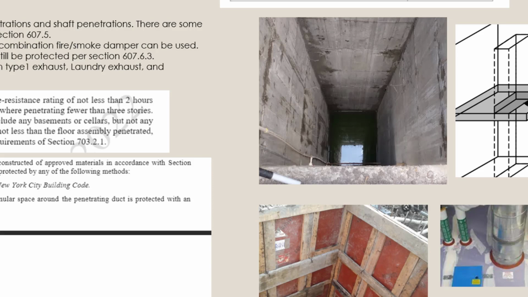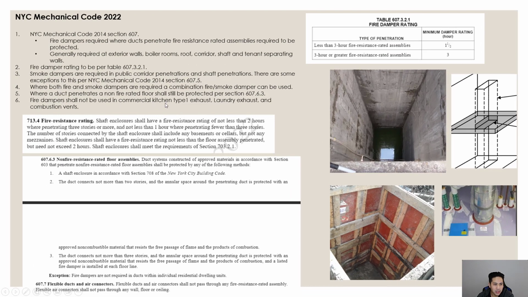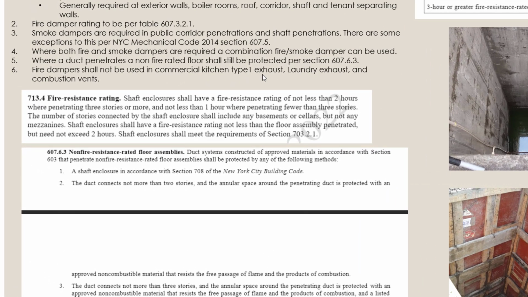Now, fire dampers also shall not be used in commercial kitchen type 1 exhaust. And type 1 just means that it has grease vapors going through it, which can be a fire hazard. And those type of kitchen hoods are considered type 1 exhaust systems. And the reason you are not allowed to put fire damper in a commercial kitchen is because if you do, that's a place where grease could collect on, and that would actually cause a fire hazard if the grease collects on the fire dampers. So that's why the code actually prohibits fire dampers from being installed inside of commercial type 1 exhaust systems.